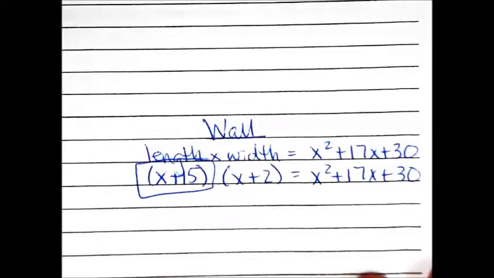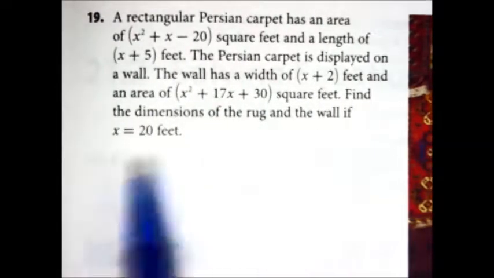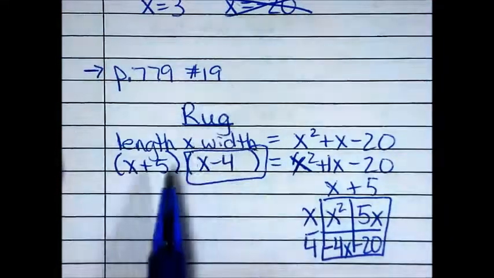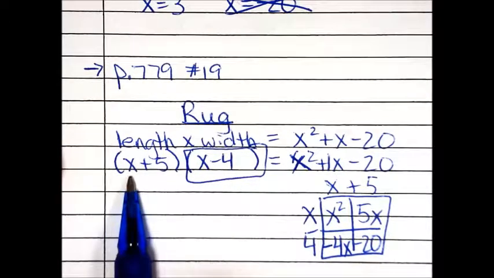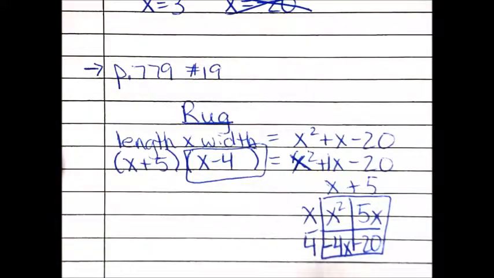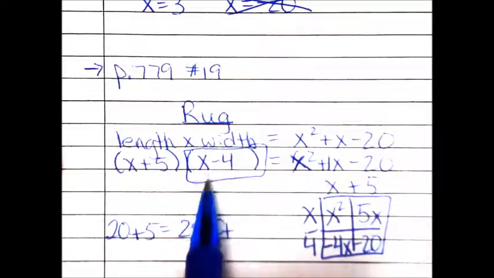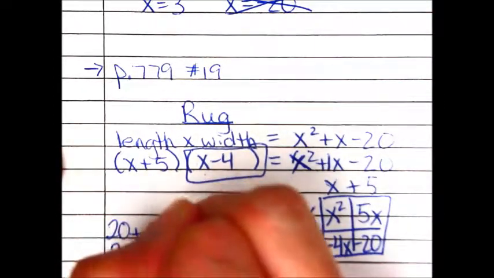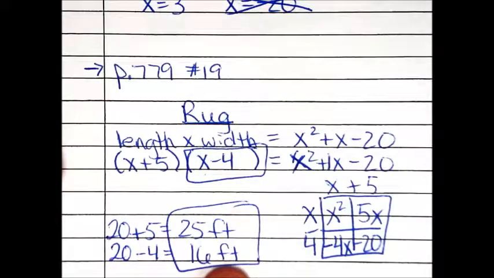See? Okay, now, here was the final part of the question. Find the dimensions of the rug and the wall if x is 20 feet. Well, you've gotten it to the point now where you know that the length and the width are these factors. They're telling you, what if it was 20? If they said x was 20, that would be 20 plus 5, which is 25 feet, and 20 minus 4, which is 16 feet. So the dimensions of the rug are 25 feet by 16 feet.